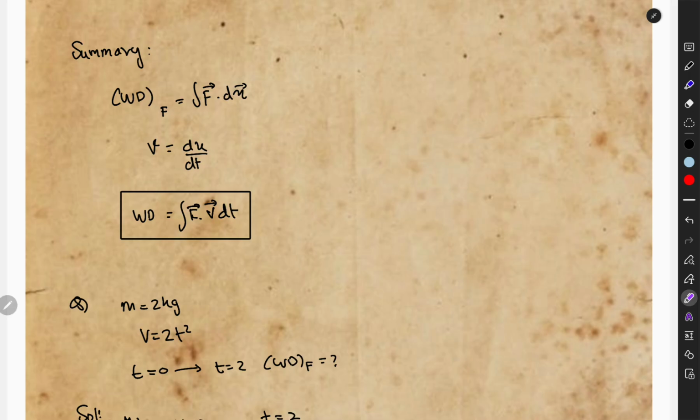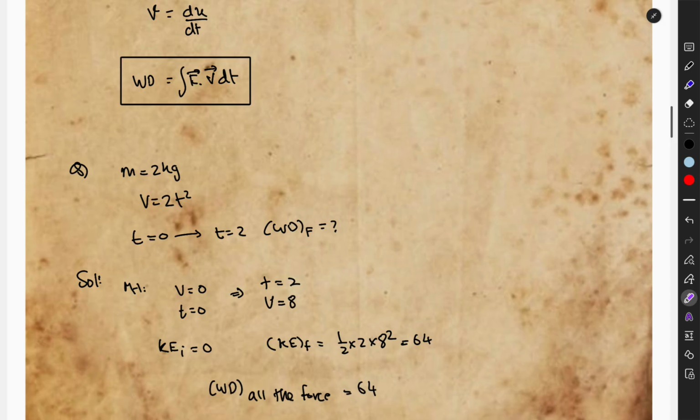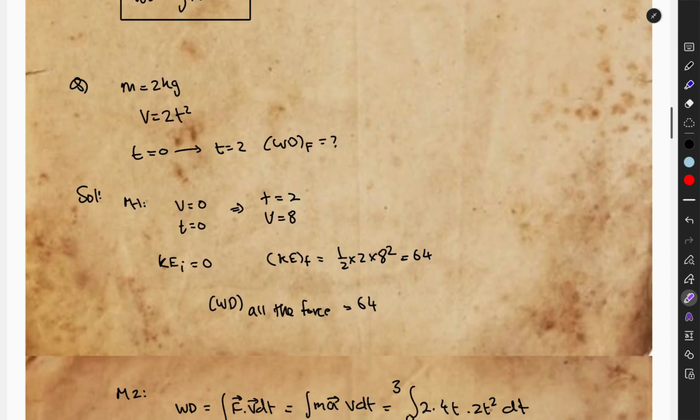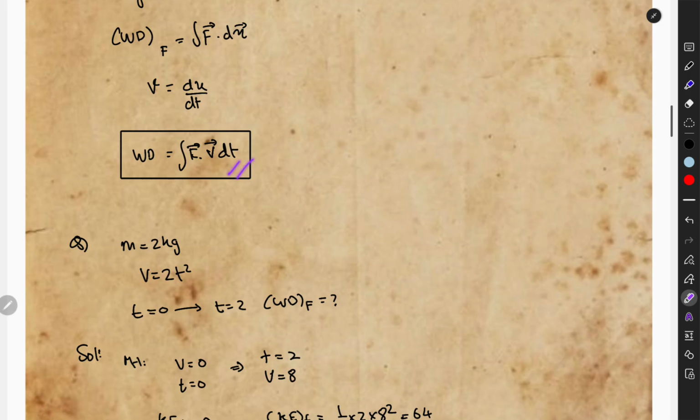okay, this dx I'm going to take on this side, so we'll get dx is equal to v dt, right? So I'm going to substitute in this equation, which gives me a completely new equation derived from the previous equation, which is work done is equal to the integral of F dot v dt. Fine. So let's take a question to understand this even better.